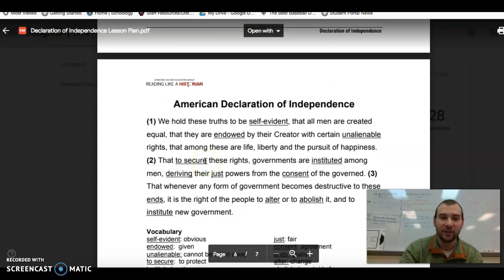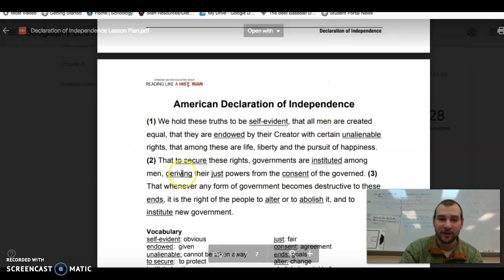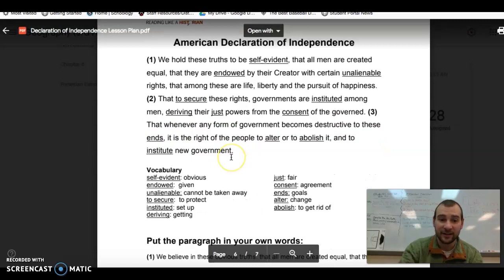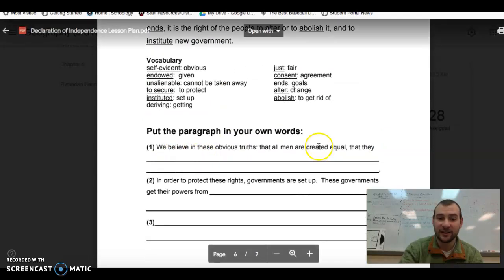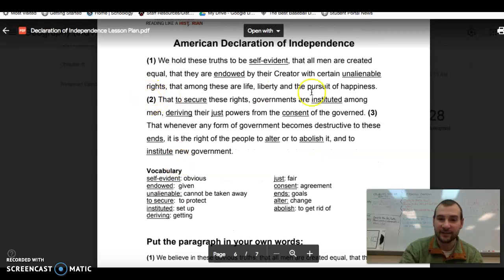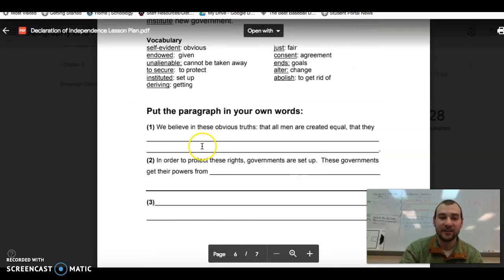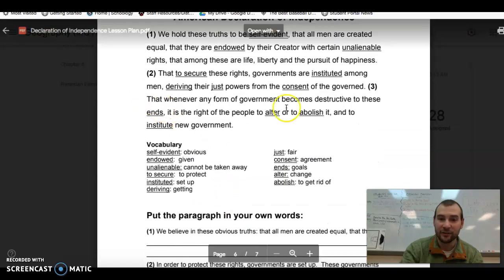And then for this one, again, this one is more about putting the paragraphs in your own words. So you'll see number one here, you'll read that part up to happiness. You'll read here to here, and then you'll summarize it in your own words. You'll do the second to here, summarize it, put it there, and then for the third one, and so on and so forth.